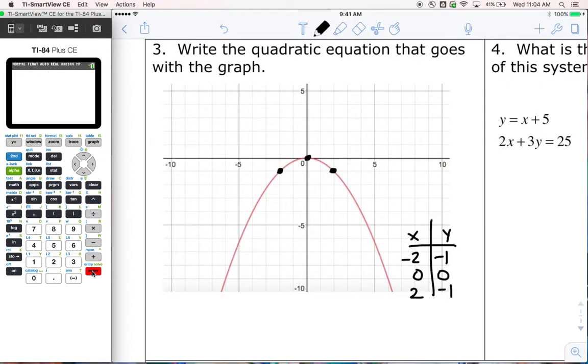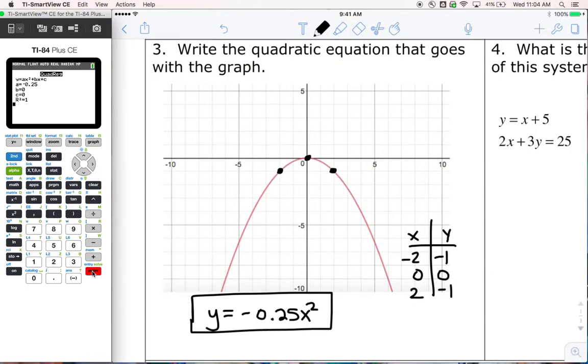And we do get an equation this time, hopefully. Yes, we do. Okay, so we've got just y equals negative 0.25x squared plus 0x plus 0. Now, hopefully y'all know if they just have zeros on the end there, I don't need to write them. And so this is my equation.